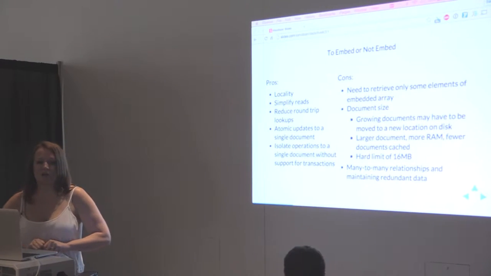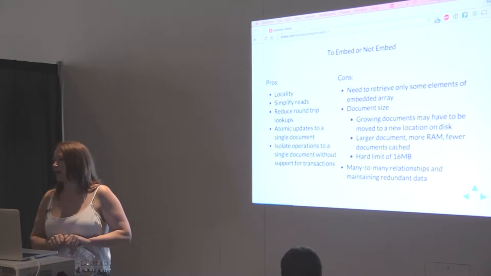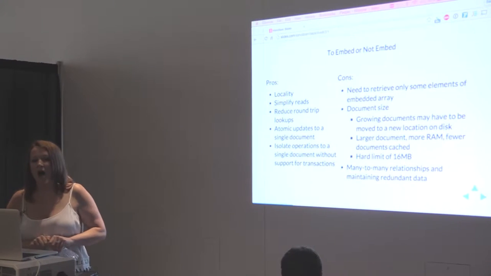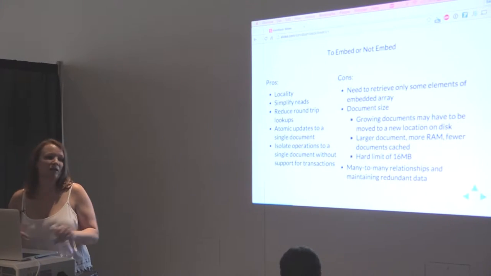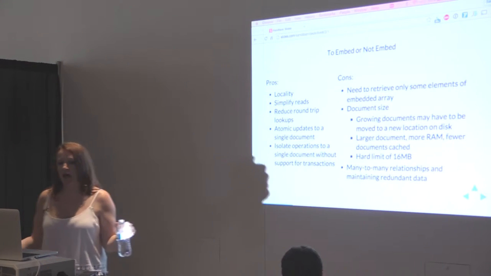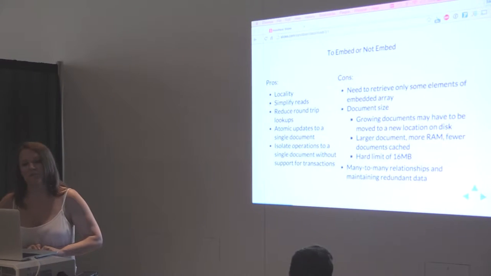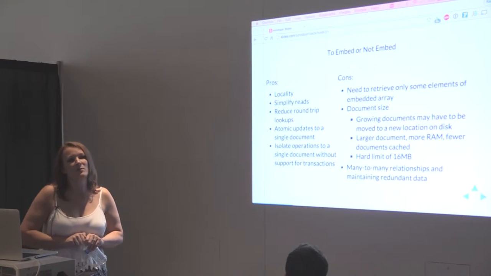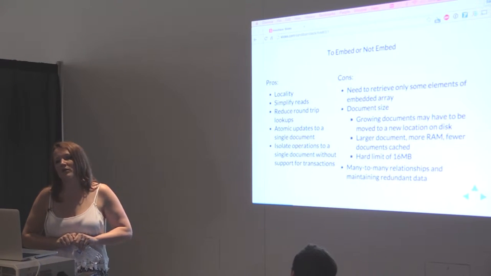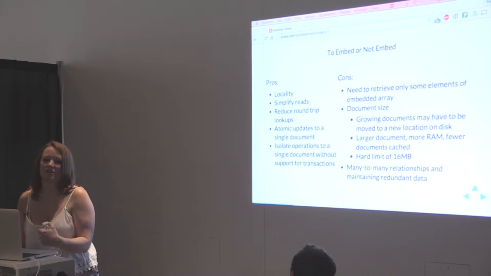Some of the cons to embedding: what if you only need to retrieve some of the elements of an embedded array? Mongo does support an $elemMatch operation to return a single element of an embedded array, but not a group without aggregation and such. Another con is the size of your documents. If your documents are large and they grow, they might need to be moved to a new location on disk so they can be stored contiguously.